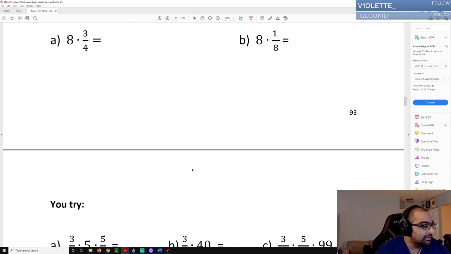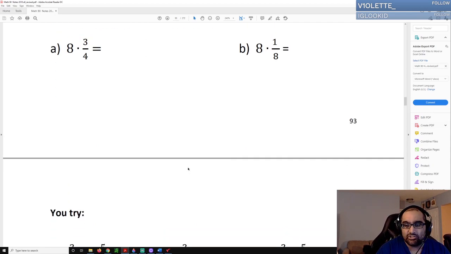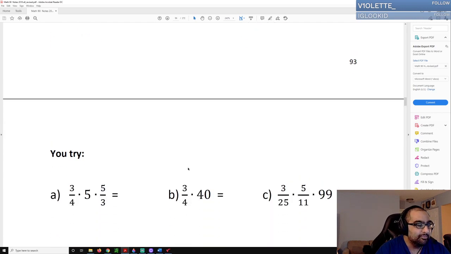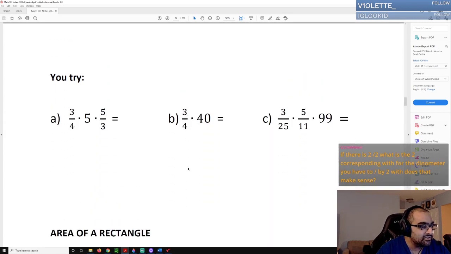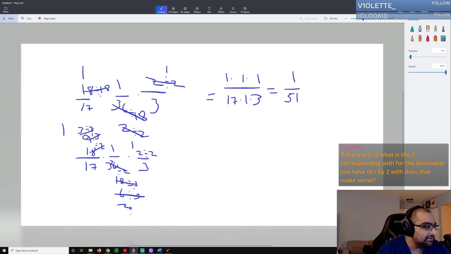All right. Next is multiplying by whole numbers, which is actually rather straightforward. Multiplying by whole numbers isn't as hard as it may seem to be. So let's talk about that here a little bit. It's not too bad at all.